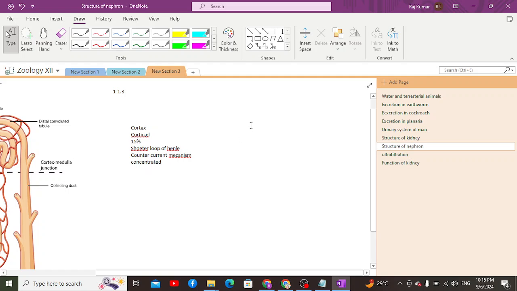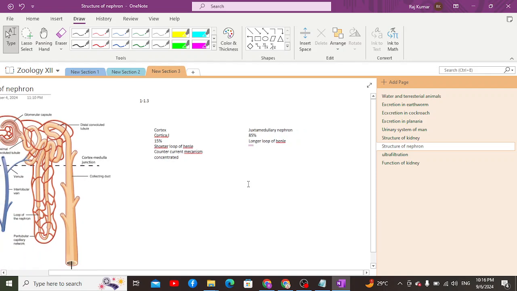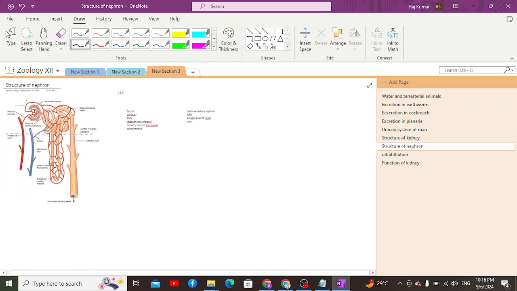And on the other side, if we talk about the juxtamedullary nephron, which is the other type of nephron, it is present in the cortical region as well as in the medullary region. It is found 85% in kidneys, and it has got a longer loop of Henle, which extends into the medullary region.